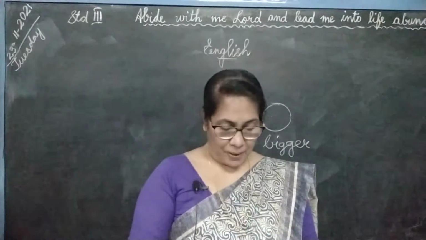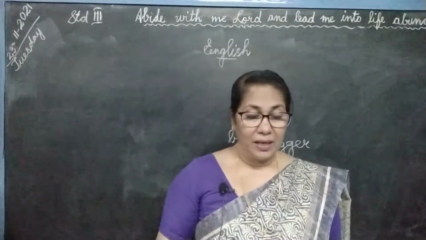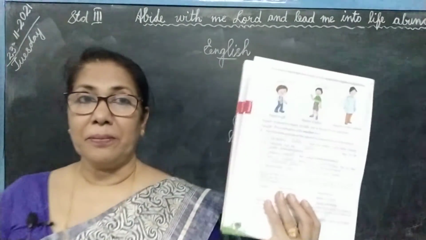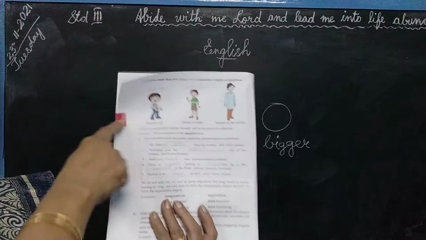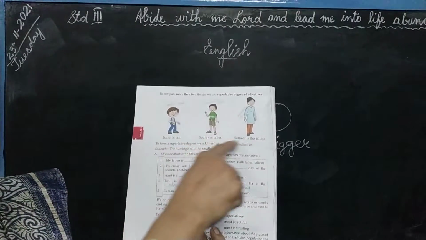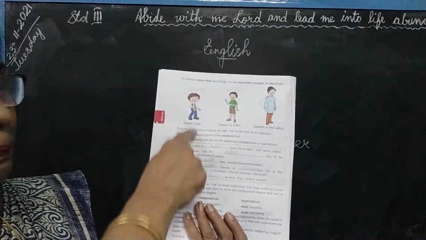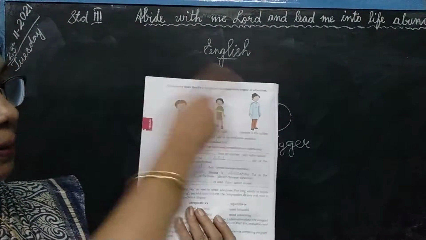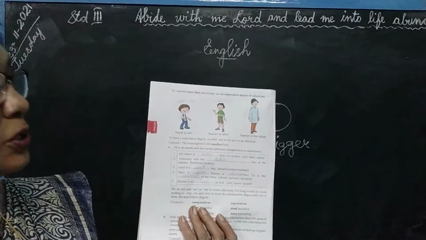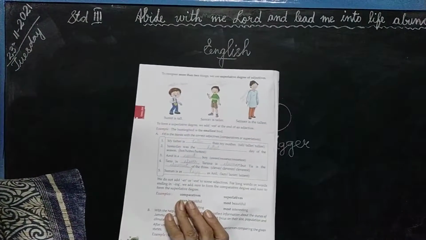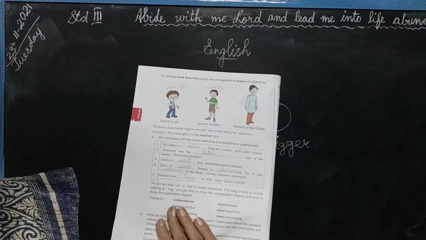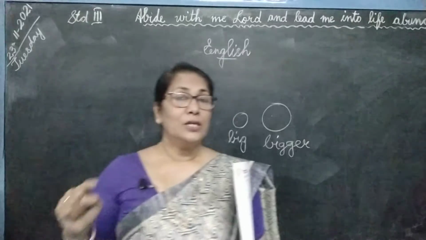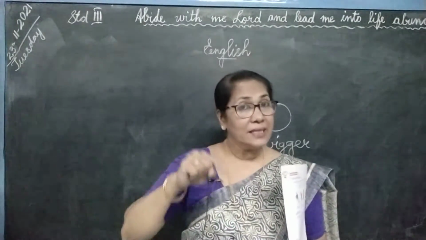So now let's take page number 48. Here three pictures are given of three children. One is Sumit, Saurav and Samir. Now this is the positive degree. He says Sumit is tall. This is a positive degree. Now comparative degree, Sumit is taller. Now when it is the superlative degree, we say yes, Samir is the tallest. When you use the superlative degree, we use the tallest.